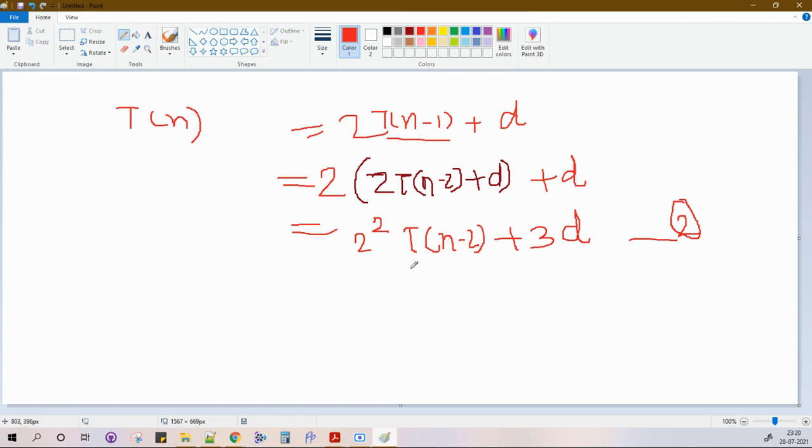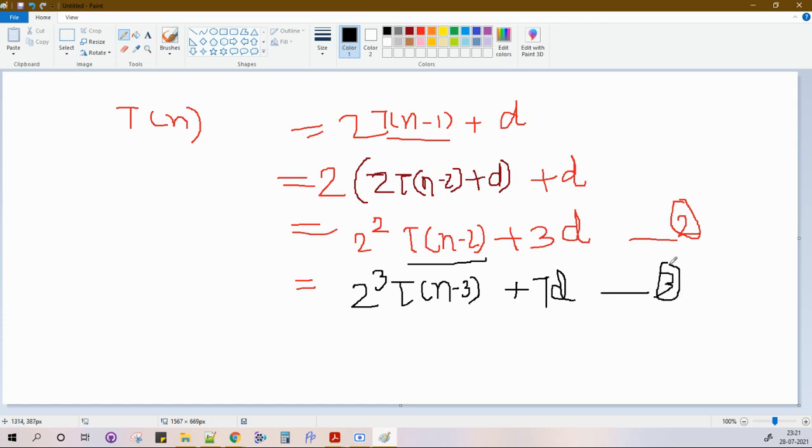Now you can generalize it, but to get more confidence, we can take the next step. So this 2 of n minus 2 will look something like this: 2 multiplied by t of n minus 3 plus d. So if I multiply 2 with 2 square, it would be 2 to the power 3, t of n minus 3. Then I will multiply 2 square with d, so 4 into d. So 4d plus 3d would be 7d. If you are not comfortable, just take one more step here. So it is nothing but the third step.